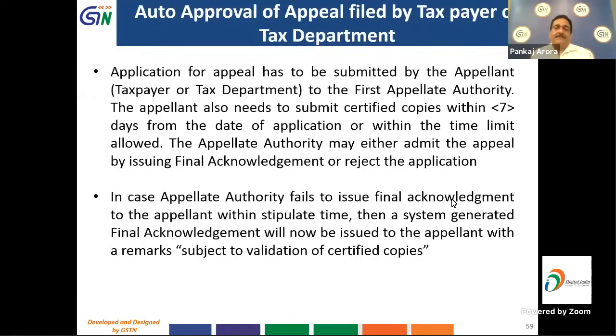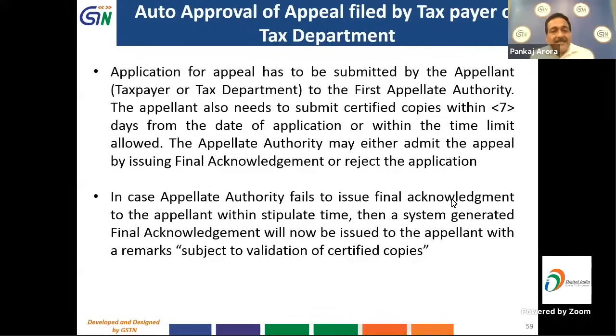Another feature is that earlier, after filing an appeal to the first appeal authority of the tax department and generating the ARN, the taxpayer was required to submit copies of the appeal documents to the respective authority, and after being satisfied, those appeal authorities issued the acknowledgements. Now, the requirement for submitting certified copies within 7 days from the date of application, or within the time limit allowed, still remains. You will have to deposit the certified copies, and the appellate authority may, after examining such documents, either admit the appeal by issuing a final acknowledgement or reject your application.